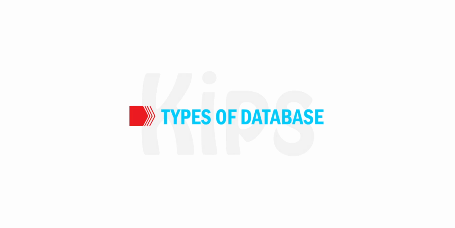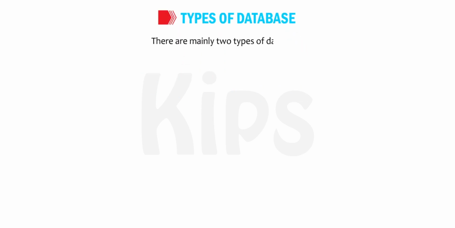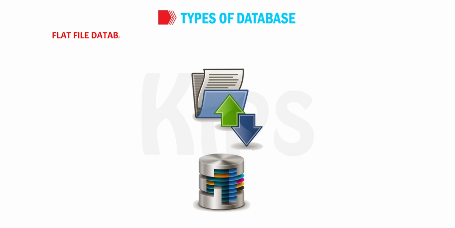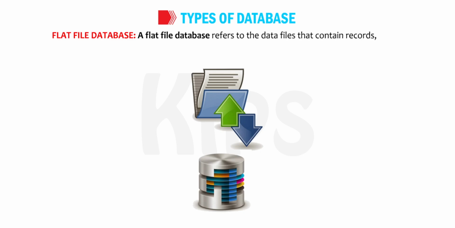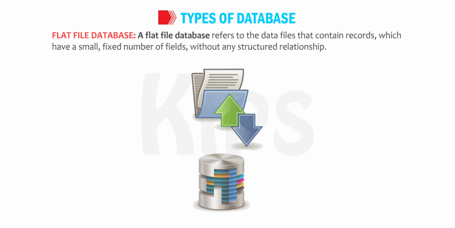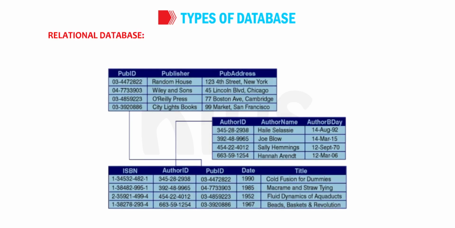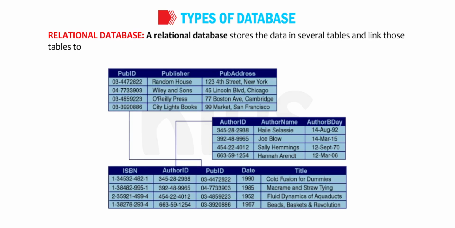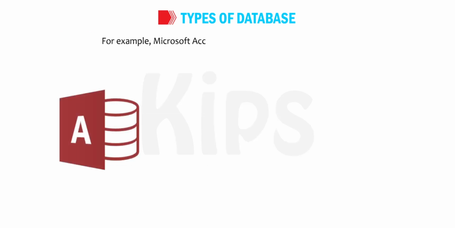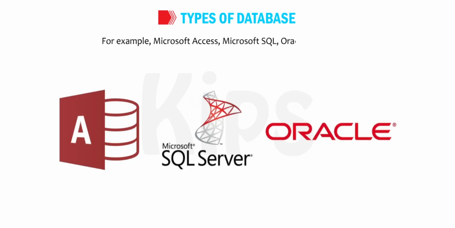Students, let me explain to you how many types of database we have. There are mainly two types of database. Flat file database. A flat file database refers to the data files that contain records which have a small, fixed number of fields without any structured relationship. For example, Microsoft Excel. Relational database. A relational database stores the data in several tables and links those tables together to get a common piece of information. For example, Microsoft Access, Microsoft SQL, Oracle.